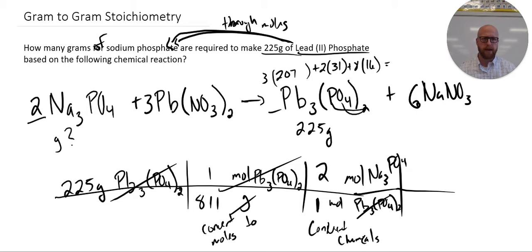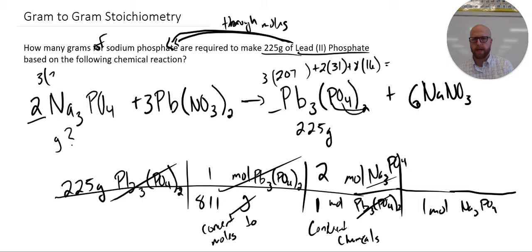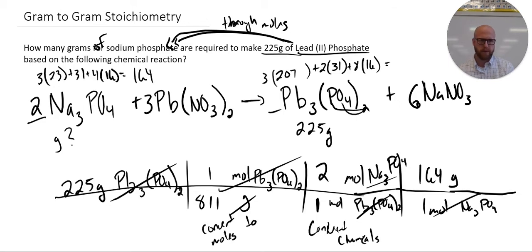And then the last thing is, now that I'm in sodium phosphate, well, I can convert back to grams. So I want 1 mole of sodium phosphate at the bottom. And I know I want to go find the molar mass of sodium phosphate. So I look on the periodic table. The molar mass of sodium phosphate is 3 times 23 plus 31 plus 4 times 16. It gives me a molar mass of 164 grams per mole. So my moles are going to cancel, and then I'm left with grams. Okay? So this is always the path that we're going to want to do.